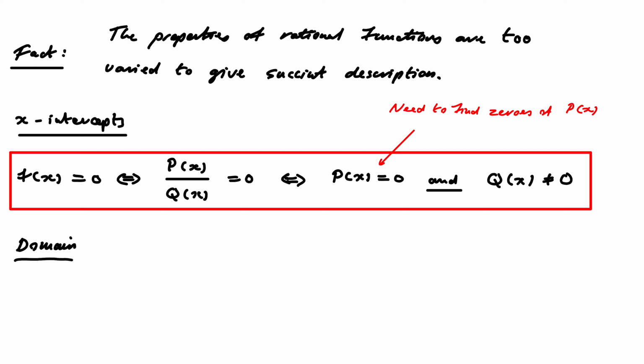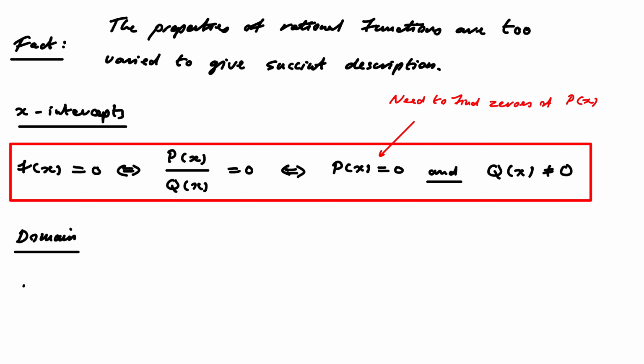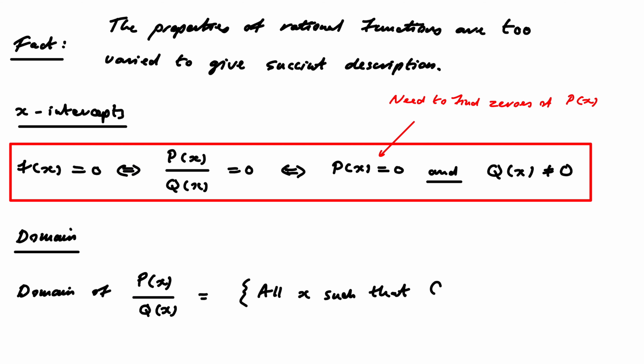Remember what the convention is. If I give you a formula for something, the domain is all values of x such that the formula makes sense. So the domain in this case of my rational expression p of x over q of x, well, clearly there's only one issue. The only issue is dividing through by 0. Polynomials make sense for any x, but the problem is I could end up with a ratio with 0 on the bottom. So this is going to be all x such that q of x is not equal to 0.